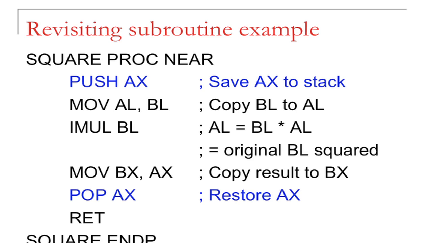So we have this push AX and pop AX pair used in this square subroutine because we know the subroutine will change the value of AX, which could be useful in the main program. So we want to save it. So we'll add this push AX, pop AX. Push AX will save the value of AX to stack, and once we finish using AX, we will retrieve the value back from the stack.